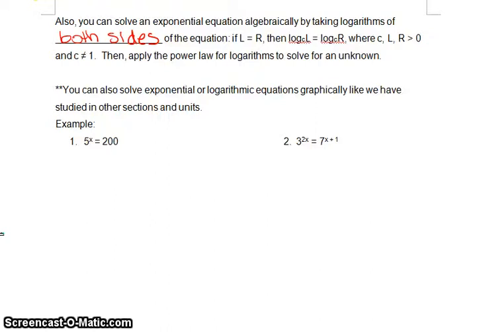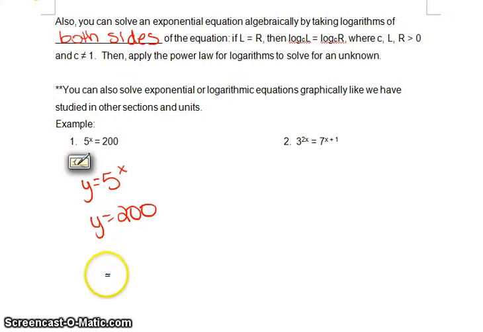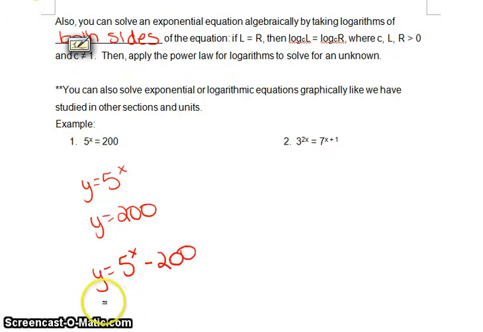One last note is that you can also solve exponential or logarithmic equations graphically, like we have studied in other sections and units. Looking at this first example, you set each side equal to y, so you'd have y equals 5 to the power of x, and y equals 200. You would graph it and see where these two intersect. The other option, which I also showed you, is to move everything to one side and set it equal to 0. So you'd have y equals 5 to the power of x minus 200, and you'd find where y is equal to 0. Wherever it crosses the x-axis is where our solutions are.